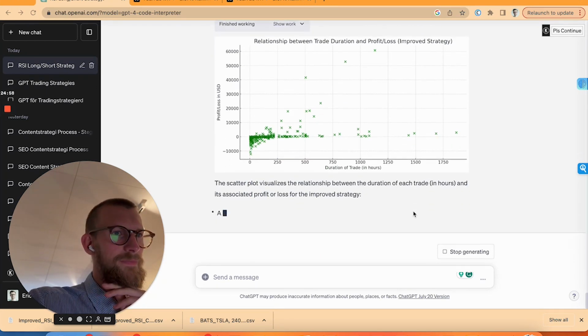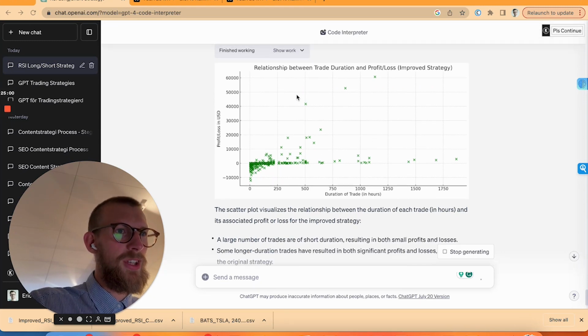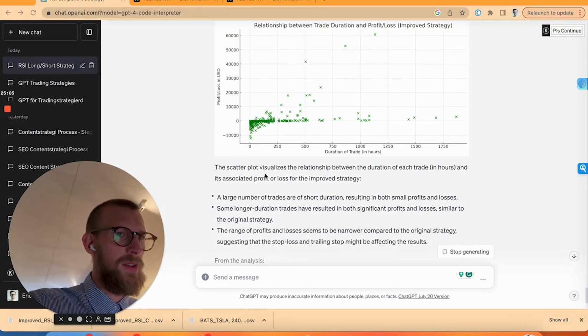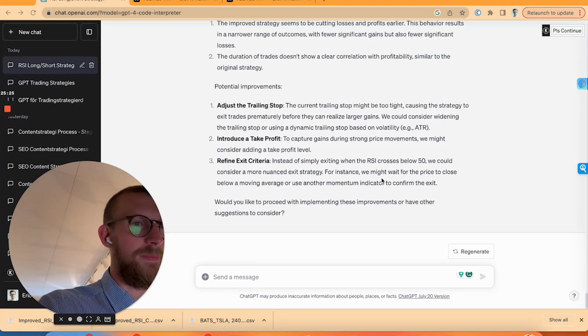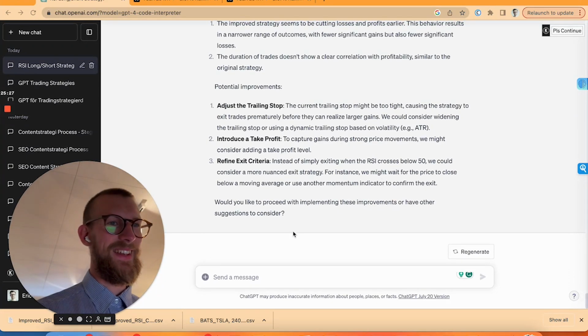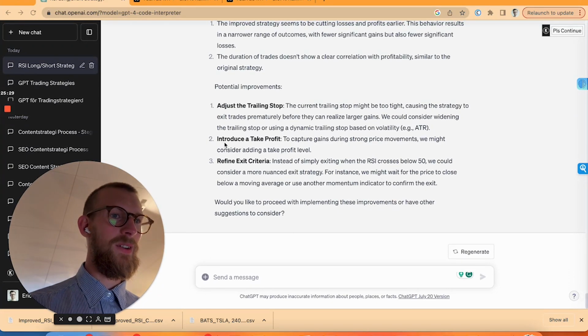Okay, it gives us a graph: the relationship between trade duration and profit/loss for the improved strategy. The scatter plot visualizes the relationship between the duration of each trade and its associated profit or loss. I actually don't know what to do with this graph, but it looks cool. Just a trailing stop, introduce a take profit.